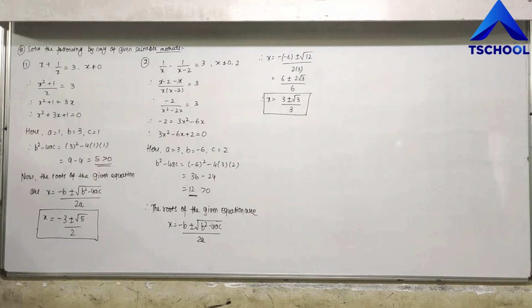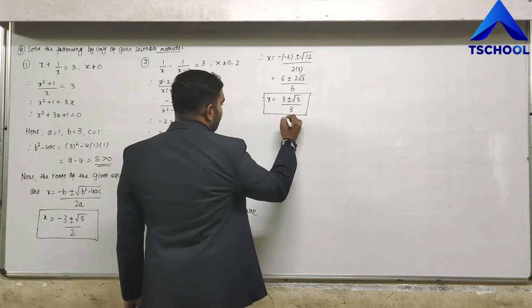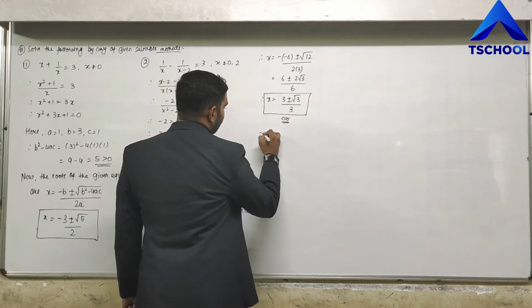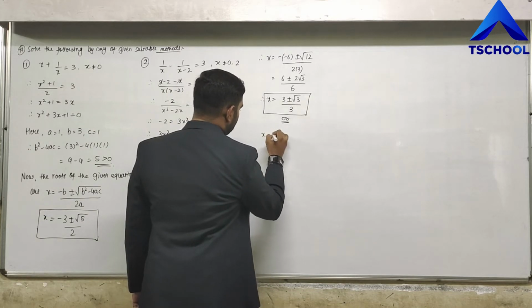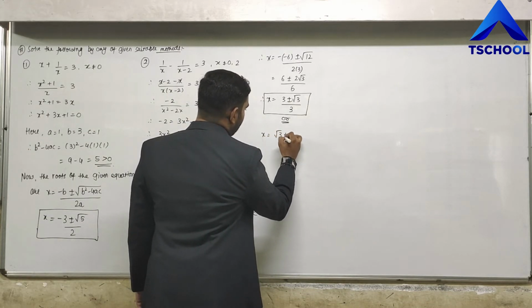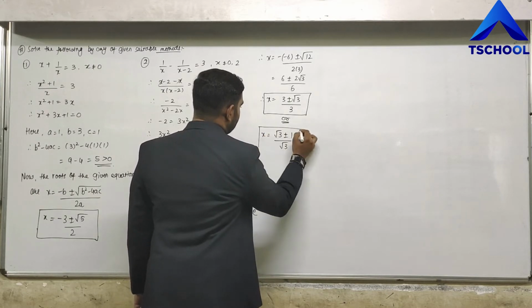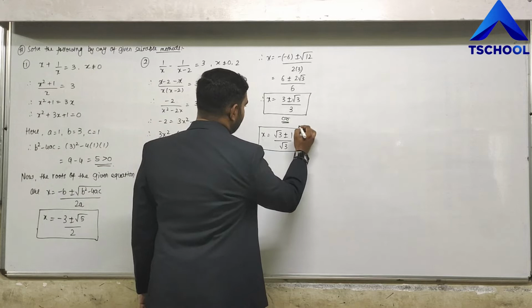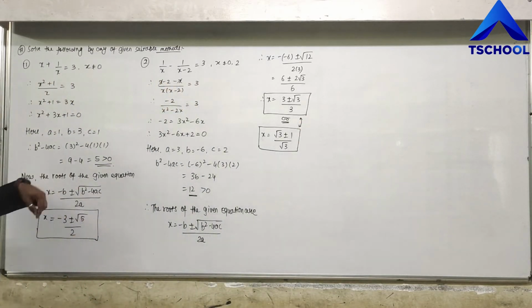You can again take out root 3 common from the numerator and cancel it out from the denominator. That seems to be x equals root 3 plus or minus 1 by root 3. This is also a valid answer. Both are the same. Right? The second one is further simplified than the first one. Is it clear? So both the answers are correct.